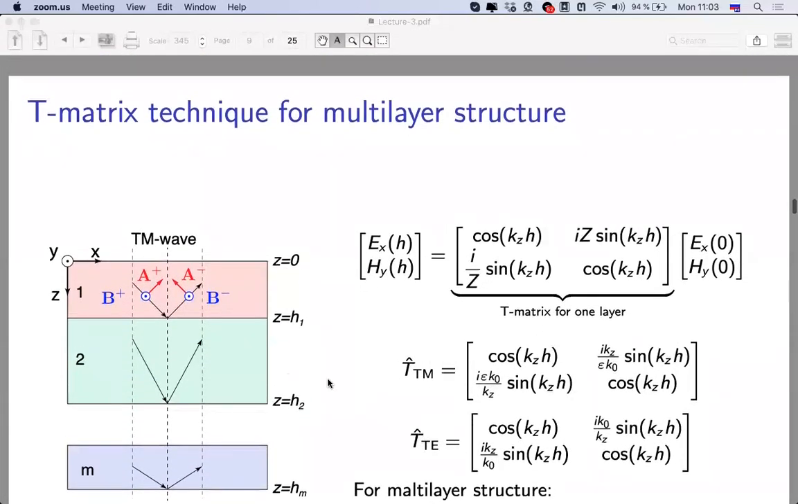What is important? Let's imagine that you see that the T-matrix is a function only of the thickness h and kz. But if you know omega and kx, the tangential component of the wave vector, which is the same for all layers, you can find kz in any layer. Kz and the thickness are just parameters of the layer, like epsilon. So it's not a problem to find the T-matrix for any layer.